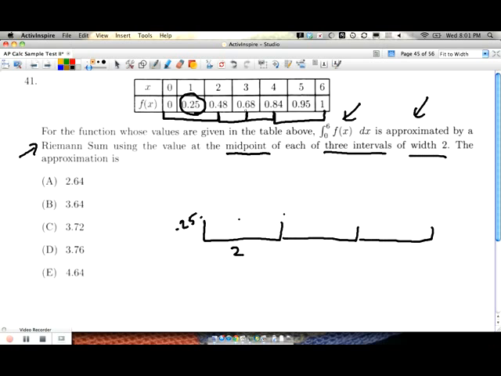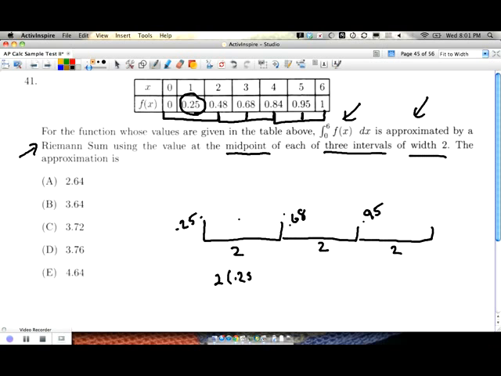Then for the second one, I'm using the midpoint, which again is at 3. The height is 0.68 and the width is 2. Then for the third one, I'm using the midpoint for the height. So the height is going to be 0.95 and the width is 2. So all I really need to do is calculate these areas and add them up.